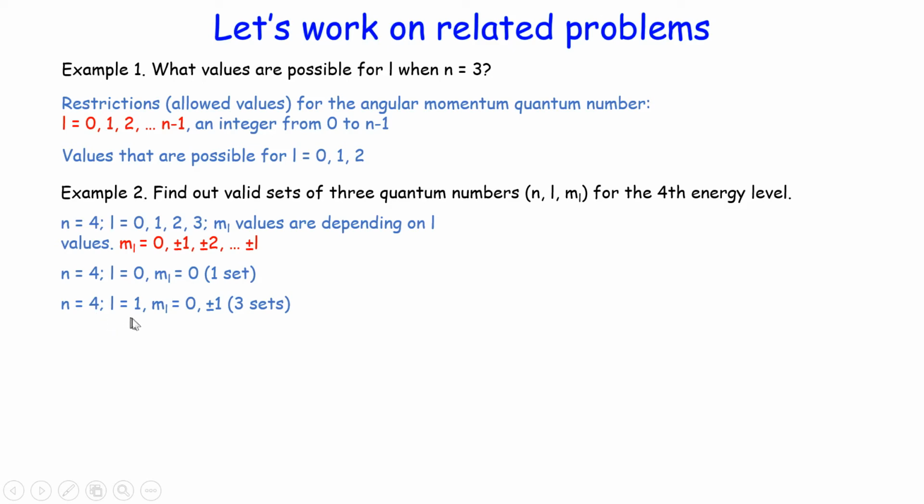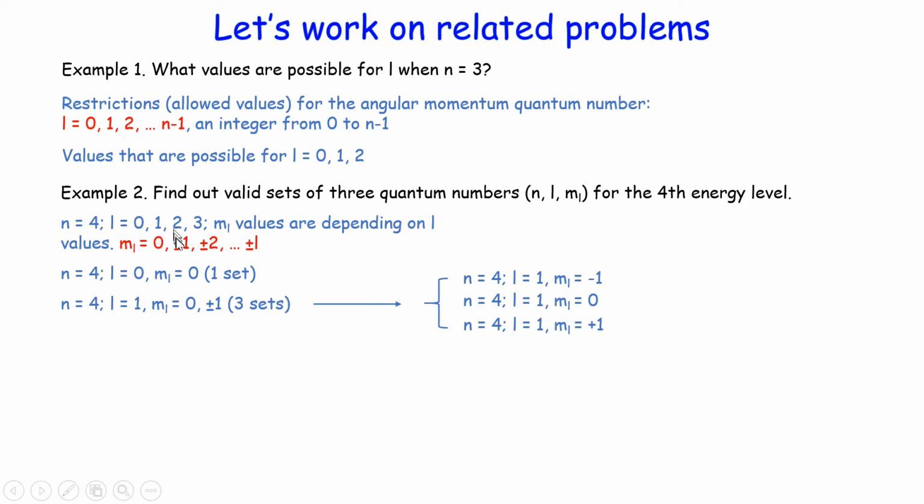L equals 1, then the ml value can be 0, plus or minus 1. That's 3 sets. And to be specific, what are those 3 sets? They are n equals 4, l equals 1, ml equals -1. The second one, ml equals 0. The third one, ml equals +1. So those are the 3 specific sets here for n equals 4, l equals 1.